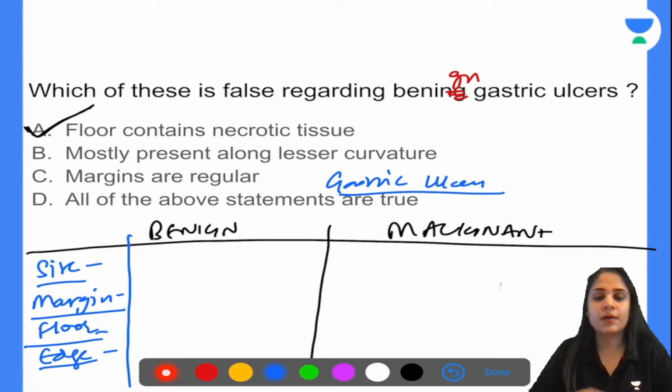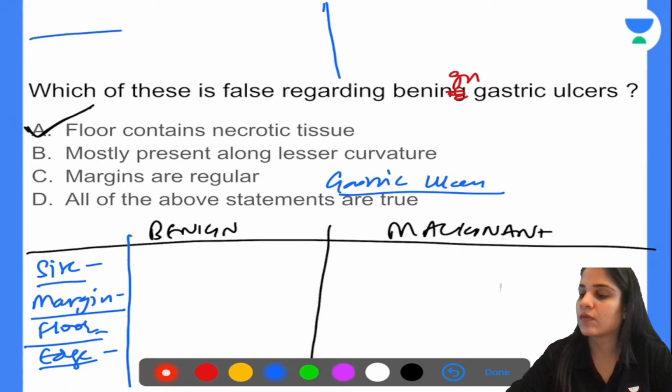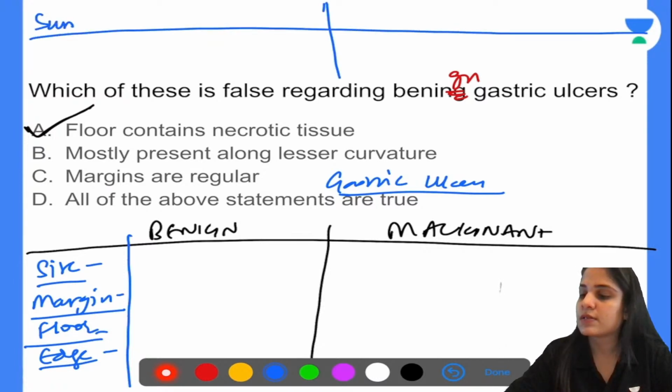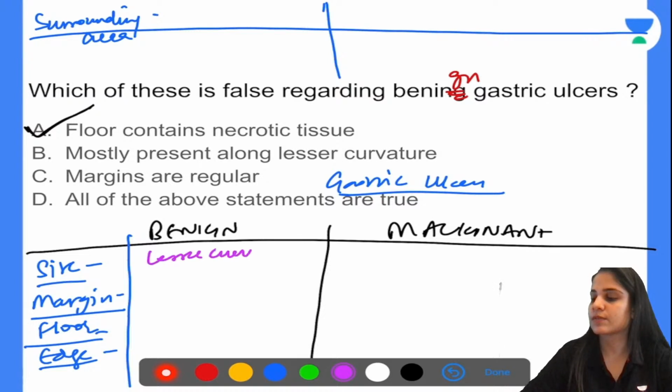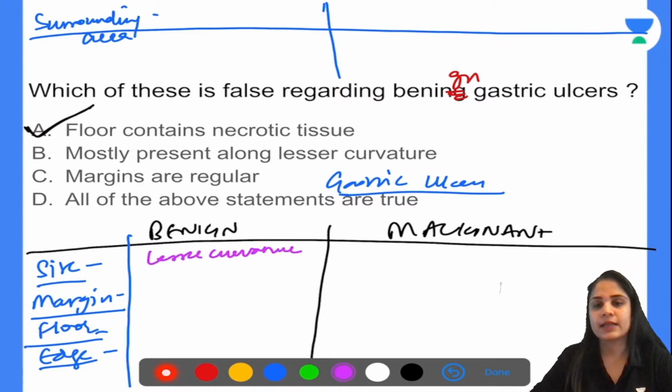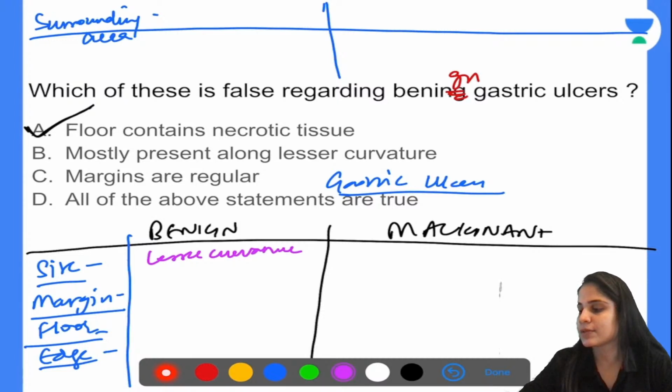And what is the first thing? How is the surrounding area? I'll write it over here. Surrounding area. Okay. So in a benign gastric ulcer, the most common site is the lesser curvature. But in a malignant gastric ulcer, the most common site is actually along the greater curvature.